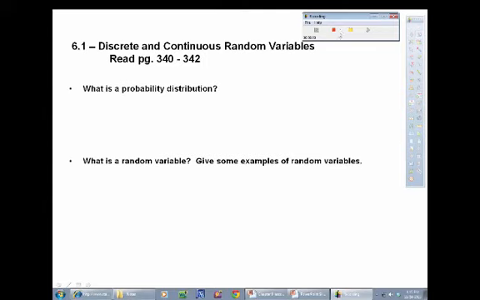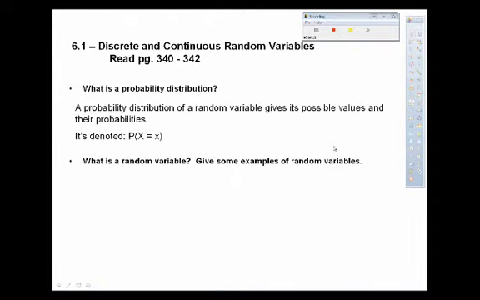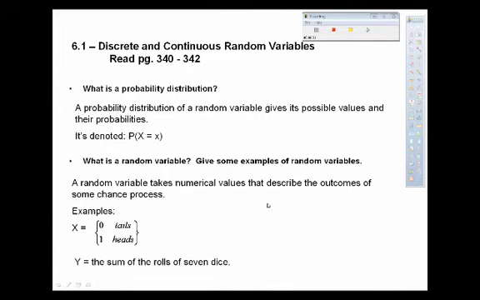Okay, if we're going to talk about random variables, we need to have a definition for random variables and what a probability distribution is. So a probability distribution of a random variable gives its possible values and their probabilities. It's denoted P of X equal x, or some number. What is a random variable? Give some examples. A random variable takes numerical values that describe the outcomes of some chance process.